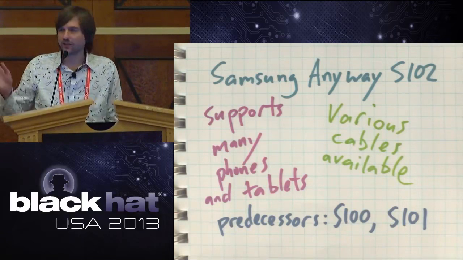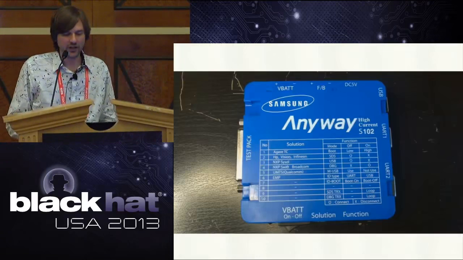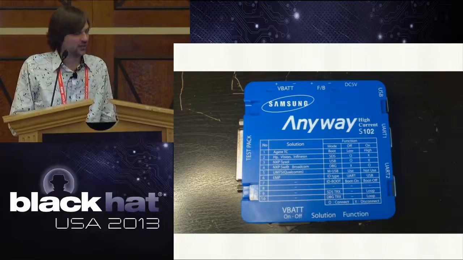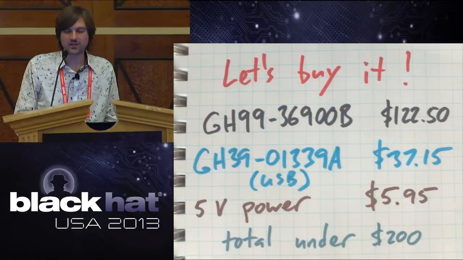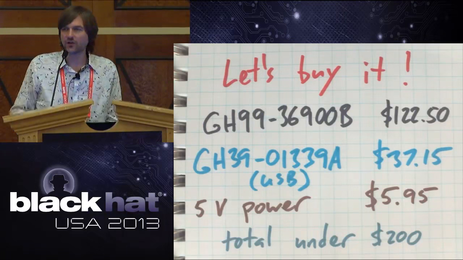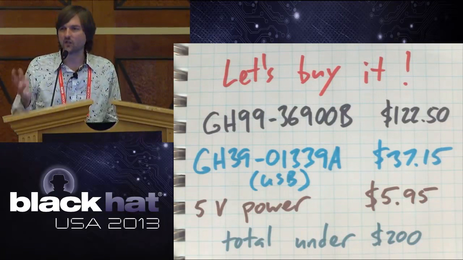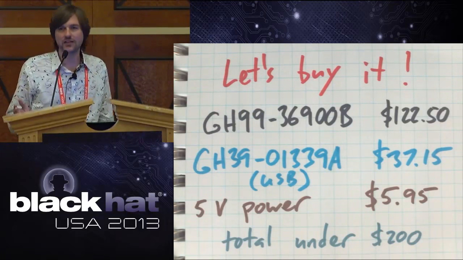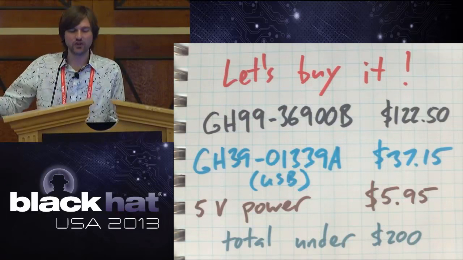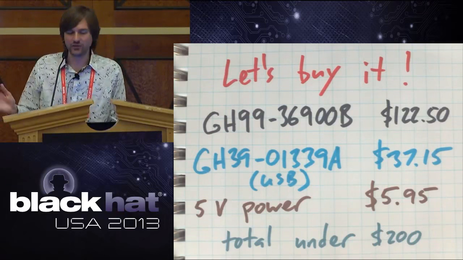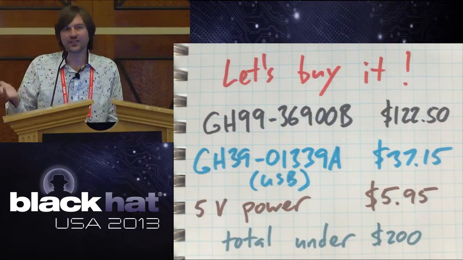And it has these predecessors, the S100, the S101. We just have the latest one here. It looks like this, and it's this blue box, like 3 or 4 inches square. And it turns out we can just buy one online. The only hard thing about buying one of these is knowing the model number to buy, because the only authorized seller of these in the United States doesn't really list them with very much information other than this model number, GH99-36900B. So we've done the hard part for you. There you go. It costs $100 or so.